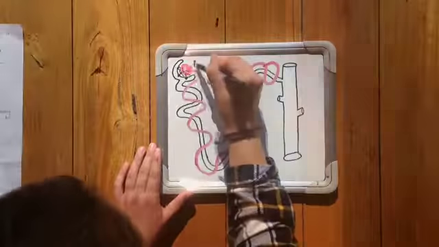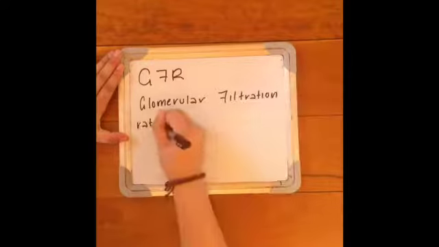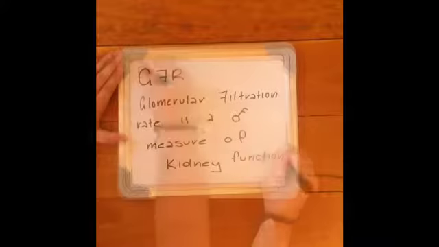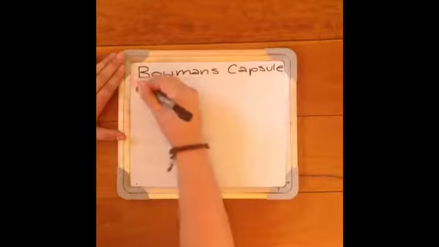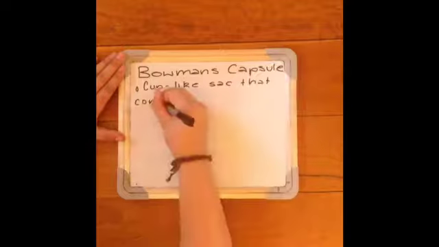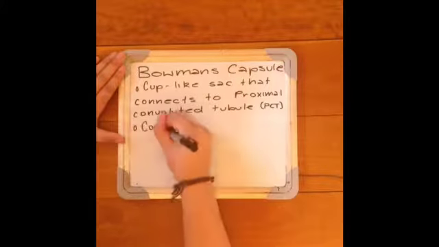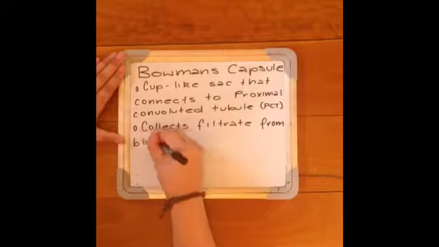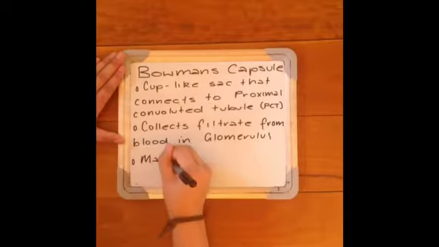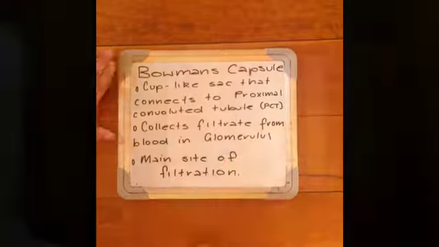The glomerular filtration rate is an important indicator of kidney function. The Bowman's capsule is a cup-like sac at the beginning of the proximal convoluted tubule. The Bowman's capsule is responsible for collecting the filtrate from the blood in the glomerulus. Filtration occurs most prominently between the Bowman's capsule and glomerulus.